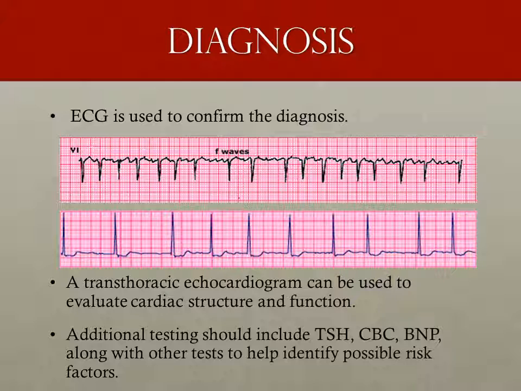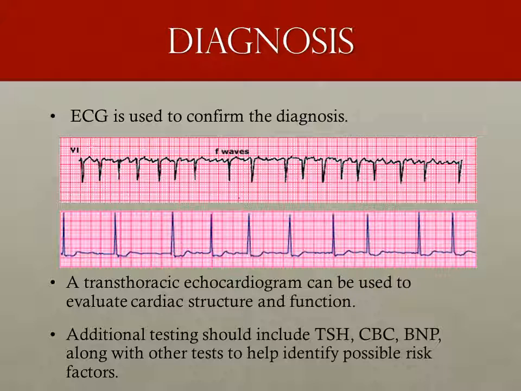The top rhythm strip shows a coarse AFib with moderate ventricular response. It has the two characteristic findings of AFib, which is the very rapid atrial fibrillatory waves and the irregularly irregular ventricular response. The R-to-R interval between beats is unpredictable. The bottom rhythm strip represents minimal atrial activity, with the only finding suggestive of AFib being the irregularly irregular ventricular response. A transthoracic echocardiogram should be done to evaluate cardiac structure and function and to assess the presence of thrombi.